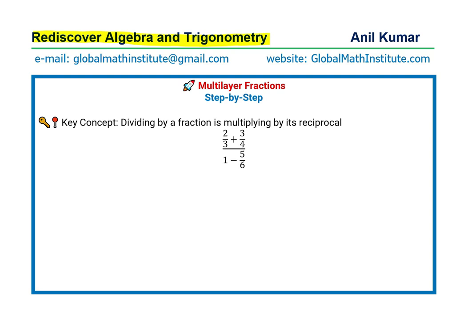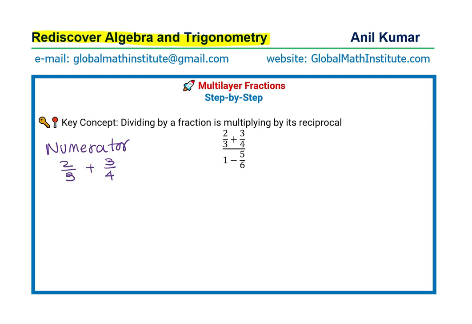Let us see how we simplify 2 over 3 plus 3 over 4, everything divided by 1 minus 5 over 6. One of the best ways is to work on numerators and denominators separately. So the numerator, in this case, is 2 over 3 plus 3 over 4.